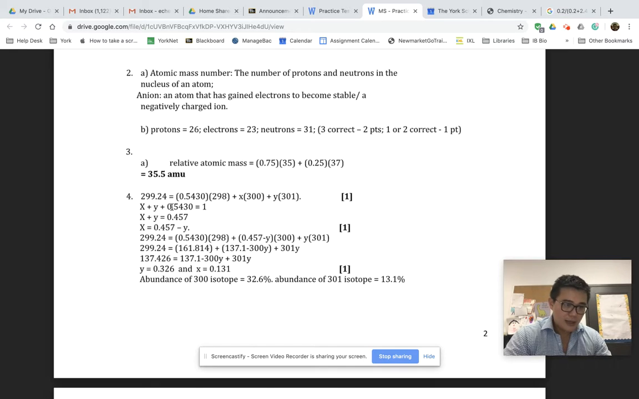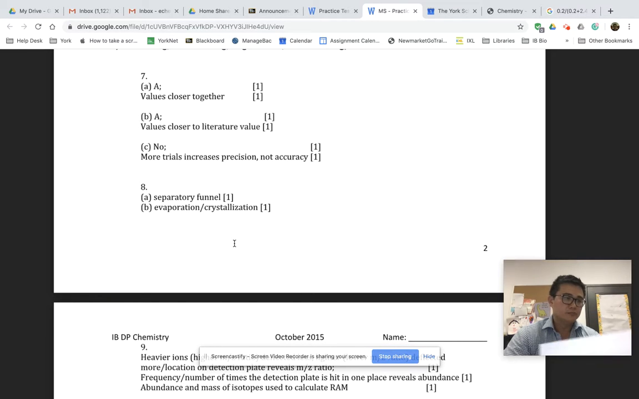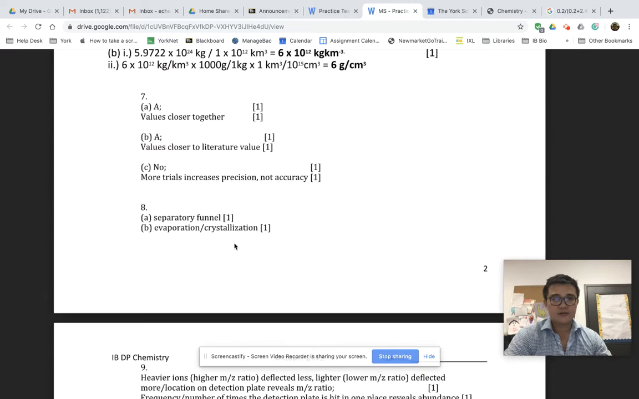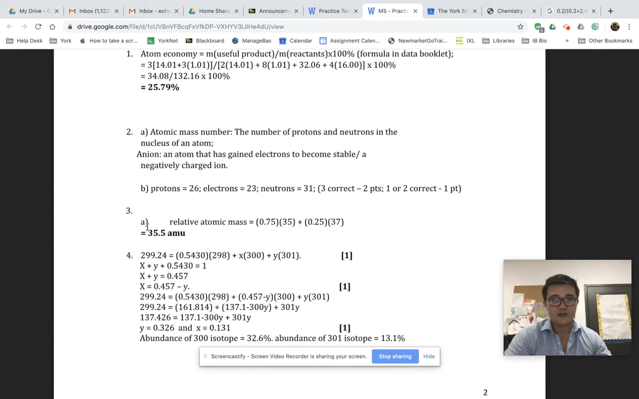Number 3, how do you calculate the relative abundance? Okay, I talked about how you calculate that, so you can look at it here. As you can see, you do actually need to use X and Y. So I hope your algebra is okay. Question number 3. Question 4. My apologies, 3A is this one. That's easy to do. Question number 4.